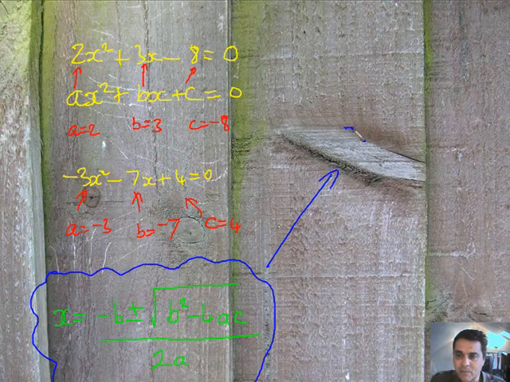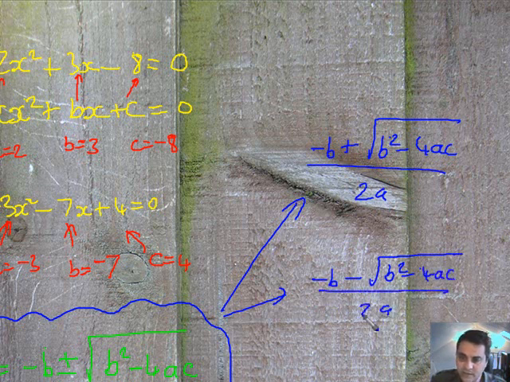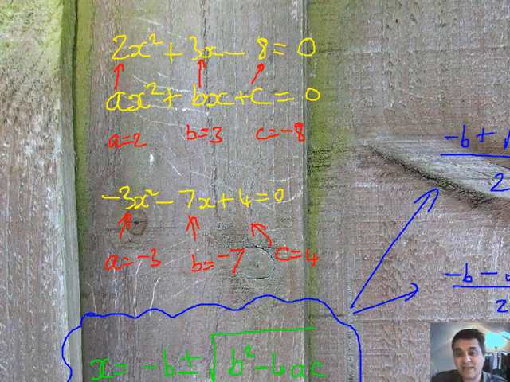One route goes minus b plus the square root of b squared minus 4ac, all over 2a. That gives you one answer, and the other answer would be minus b minus the square root of b squared minus 4ac, all over 2a. So this one change here, whether we add this part or subtract this part, is how we get two answers. Alright, and so that's an introduction to the formula.